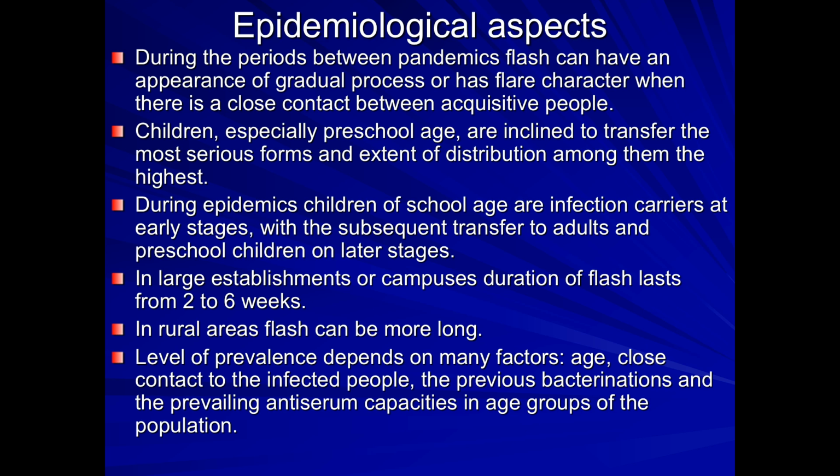During an epidemic, children of school age are infection carriers at an early stage, with subsequent transfer to adults and preschool children at later stages. In large establishments such as campuses, the duration of an outbreak lasts from 2 to 6 weeks.